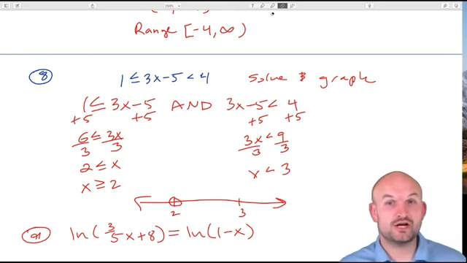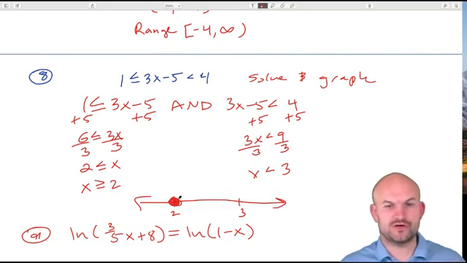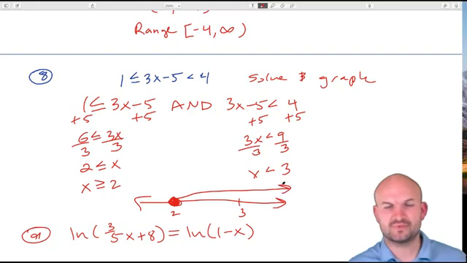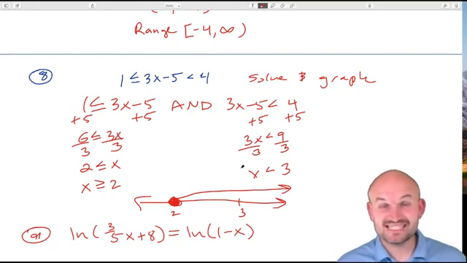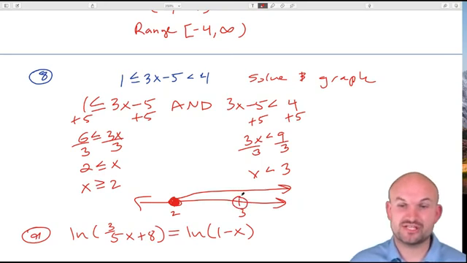So remember, when it's greater than or equal to, that's what we're going to call a closed circle. So all values that are greater than or equal to 2 is going to be values to the right. But when I have x is less than 3, 3 is not included. Like 3 is not less than 3. So I'm going to use an open circle. And this is saying all x values that are less than 3. Well, that's going to be all the values to the left.